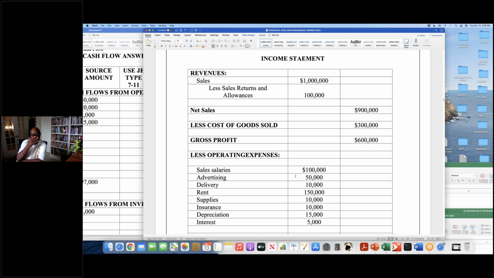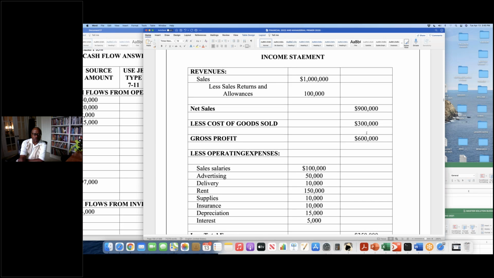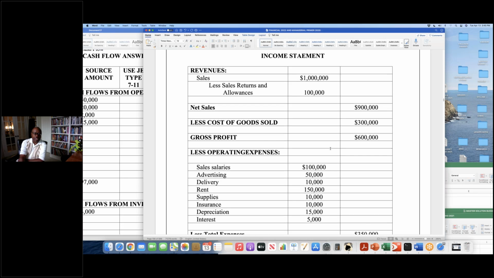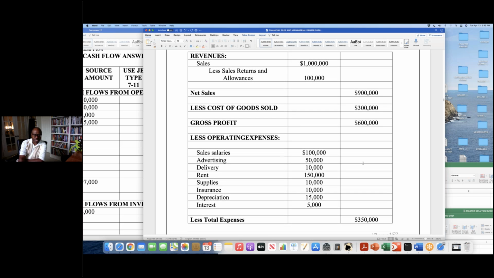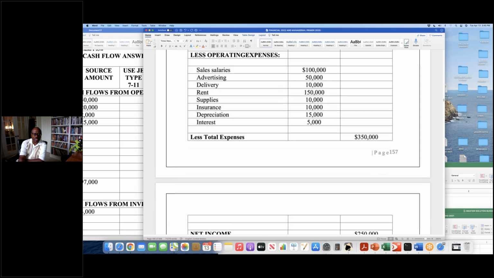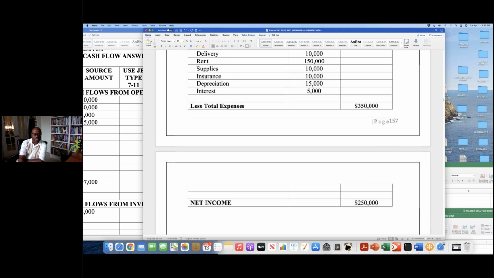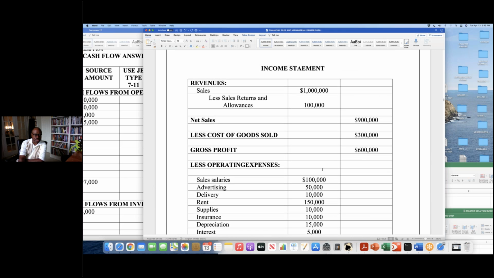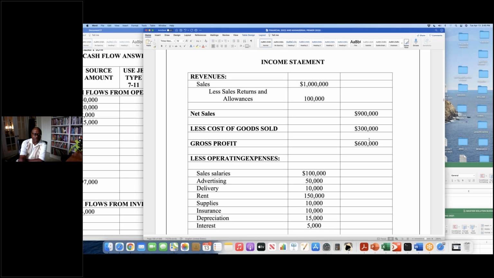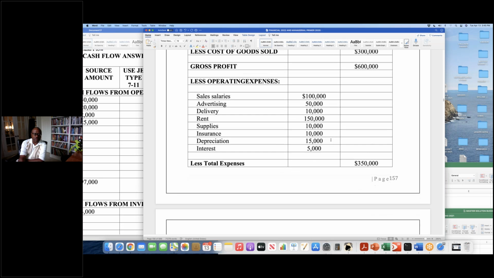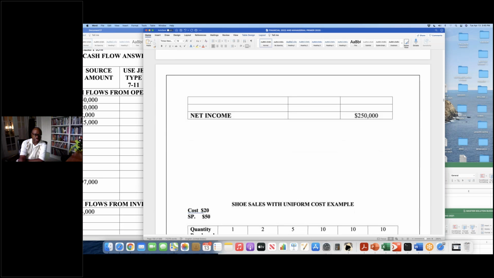So here's our new income statement: sales, less sales return, net sales, less cost of goods sold, gross profit, less the operating expenses, net income. Okay, so the income statement changes up a little bit. We want to know if what we sold, that there's a profit. Then we're going to subtract all of those operating expenses to get the net income.